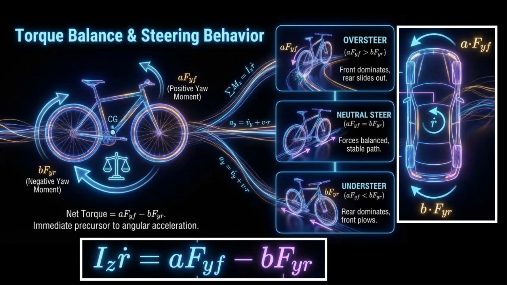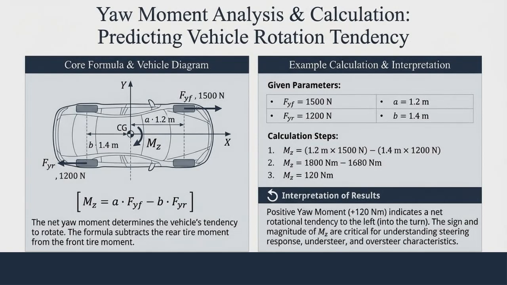Combining these, we get Iz times rate of yaw equals a Fyf minus b Fyr. This equation predicts yaw acceleration from instantaneous tire forces. A larger front moment accelerates the rotation into the turn, while a larger rear moment resists it. Designers adjust a, b, and tire cornering stiffness to achieve agile yet stable handling, important for emergency lane changes and autonomous path tracking. The net yaw moment determines the vehicle's tendency to rotate.